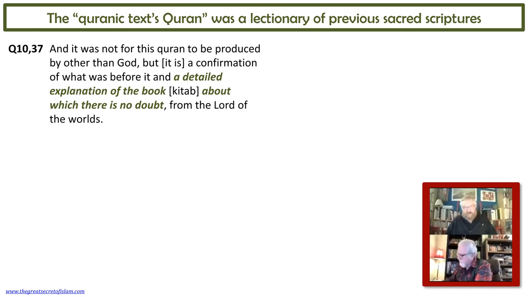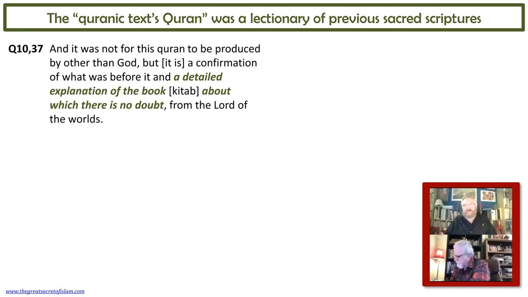And here we have the word in Arabic, kitab. Kitab, we translate it with the word book, but it is not really a book per se. Kitab means scripture, what has been written down. And so here we see that the Quran in the Quranic text explains what is in another book, another kitab. And this kitab is something very special, very particular. It is the kitab about which there is no doubt. What is this kitab? What are those scriptures? They are from the Lord of the worlds.